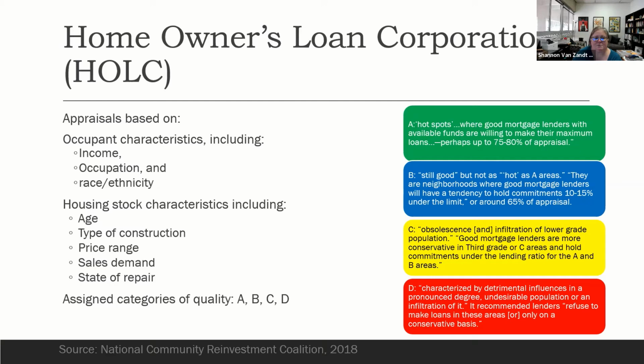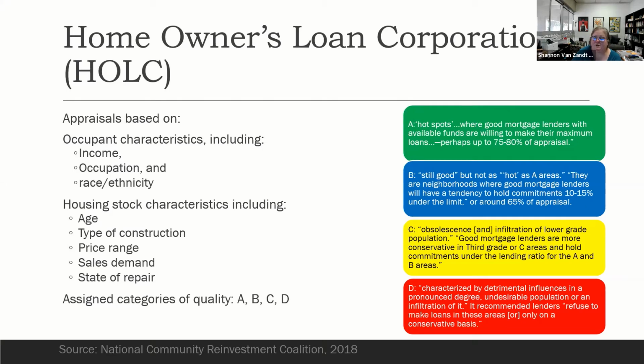And so they developed this grading of neighborhoods from green to red. You can see how those were described. I would love to read them out to you, but I won't take the time. But the main takeaway here is that green is good, and that they're looking at the composition of the population, that the ones that are graded yellow and red have an infiltration of lower grade population, the undesirable population, or an infiltration of it.